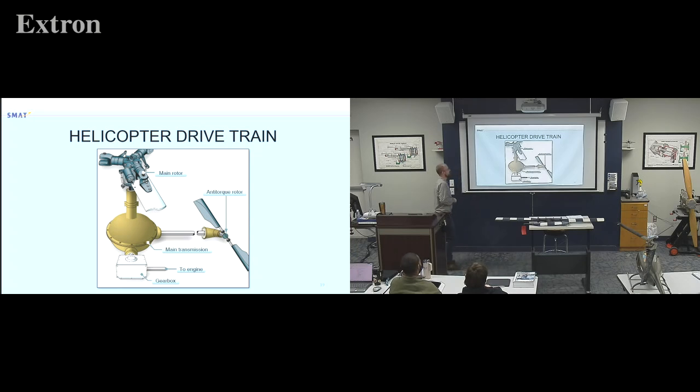Okay. So, do you control the speed of the tail rotor? You betcha. How do you control the speed of the tail rotor? By the main rotor. Good.